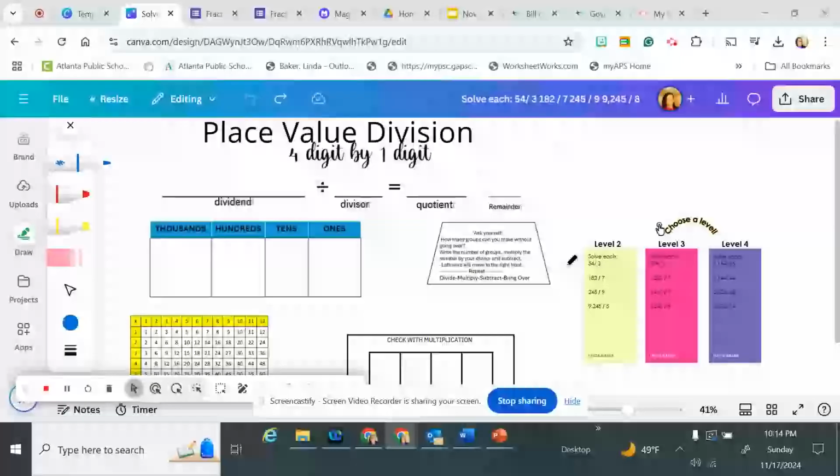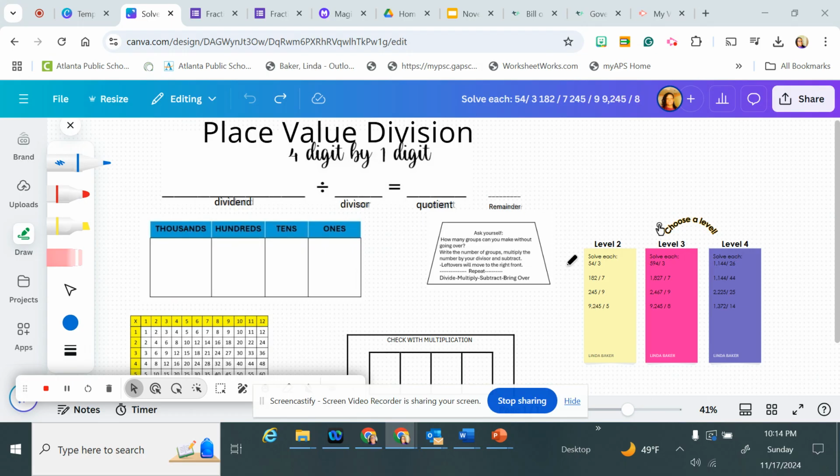Today we're going to be dividing using our place value chart, and we're going to divide numbers from 4 digits up with a 1 digit divisor. So let's get started. First thing first is we're going to write our problem. So we're going to solve 1,244 and we are going to divide this by 4.